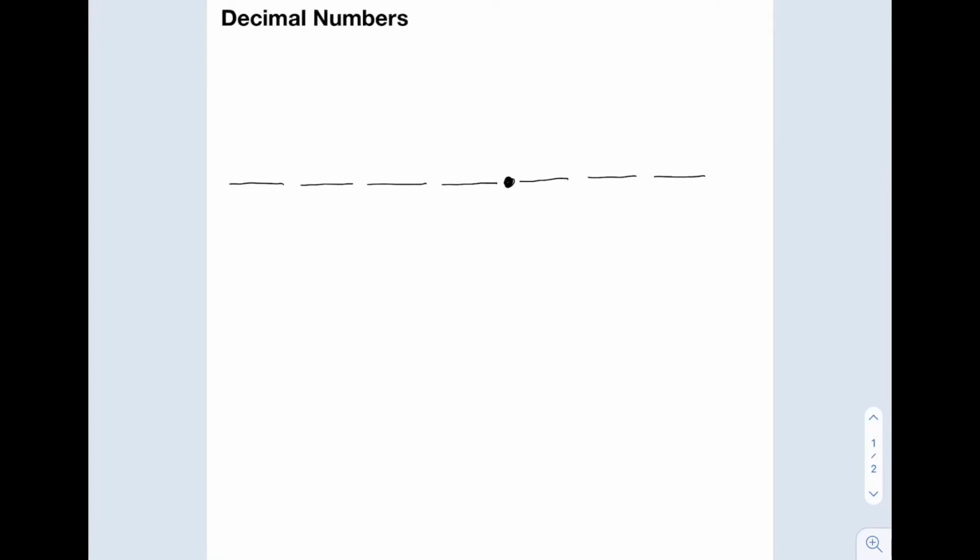In this video, we'll be talking about decimal numbers. We've already spent some time talking about numbers in our base 10 system and the importance of place value. So let's fill in the place values that we've discussed. We have ones, tens, hundreds, and thousands.